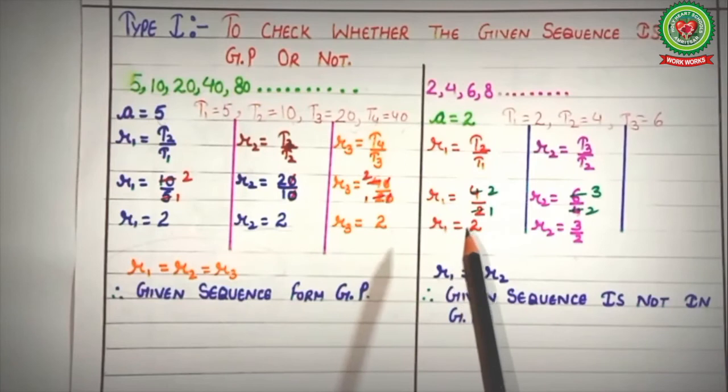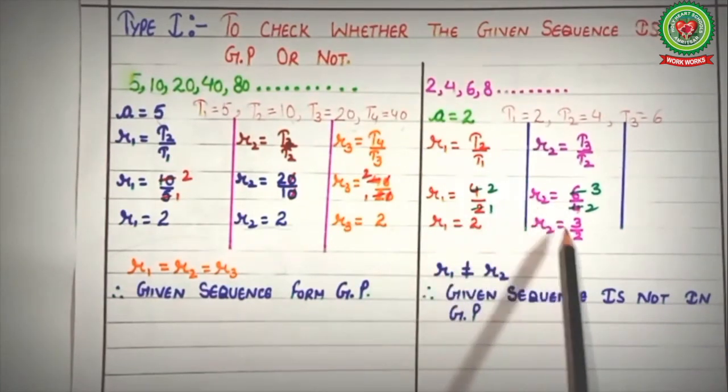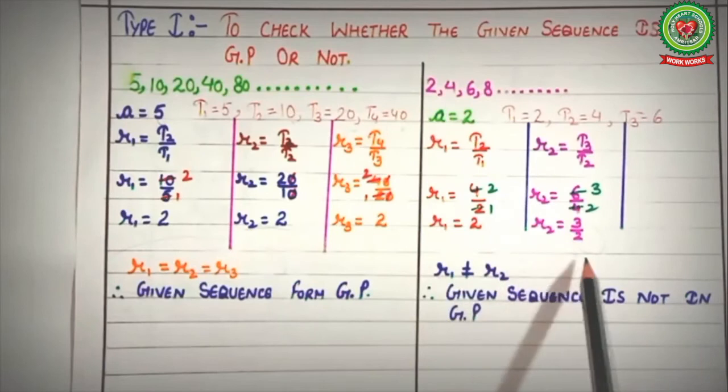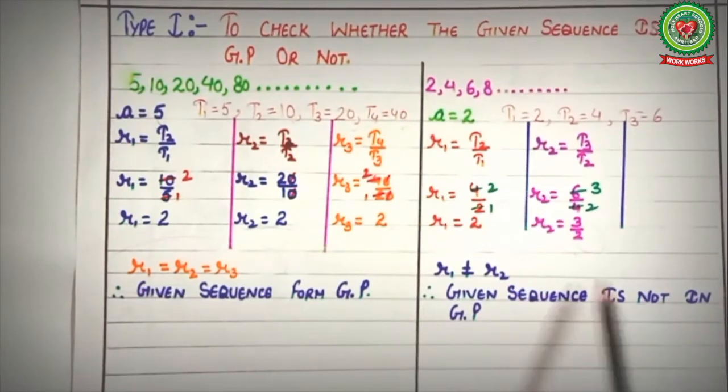Here you can see the R1 value is 2 and the R2 value is 3 by 2. So both ratios are not equal. R1 is not equal to R2. Therefore the given sequence is not in GP.